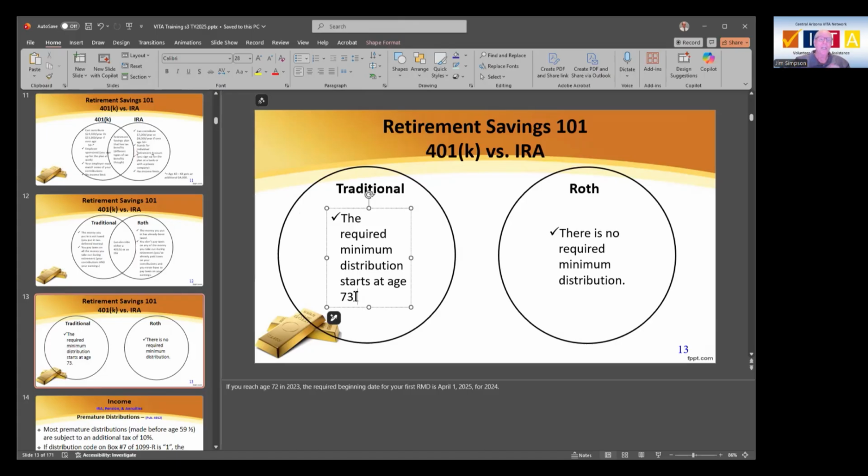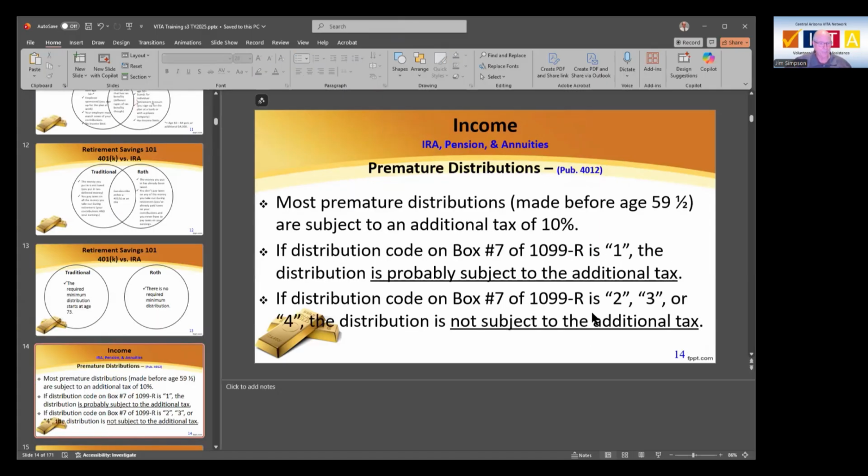Kind of surprising. Here's another one of those advantages to Roth. There is no required minimum distribution out of a Roth. So maybe if you want to be passing on money to your kids or something like that, having it in a Roth is probably a good idea.